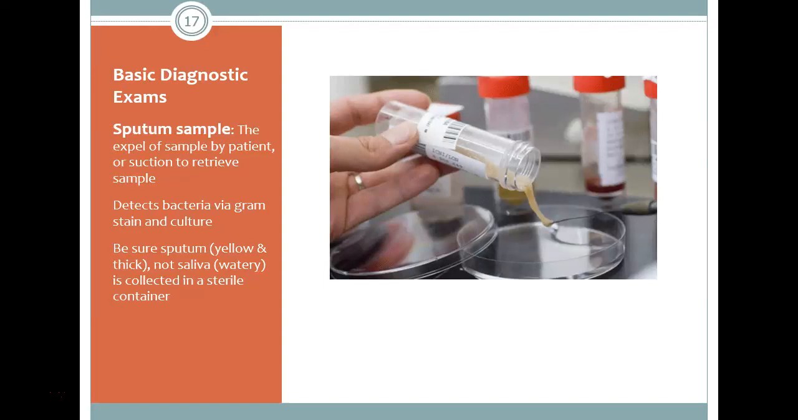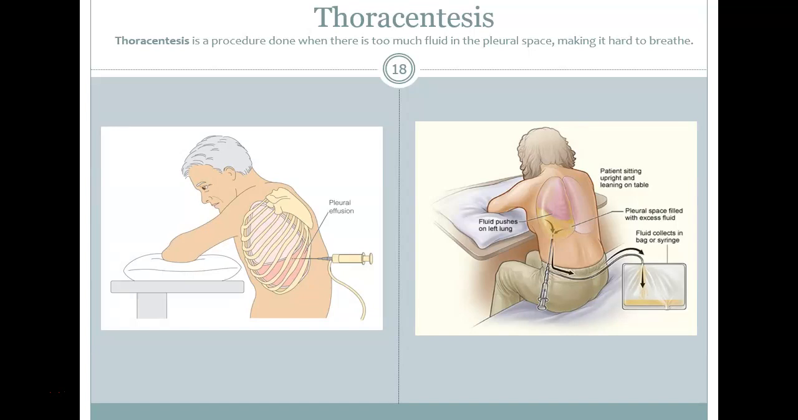Respiratory number 3. The next test we're going to look at is a thoracentesis. This is a procedure done when there's too much fluid in the pleural space. That fluid is competing with the lungs' ability to expand, making it really hard for the patient to breathe. So the physician will go in between the rib cage, stick a needle in there, and drain all the fluid out of that pleural space, and then allow the space to expand.